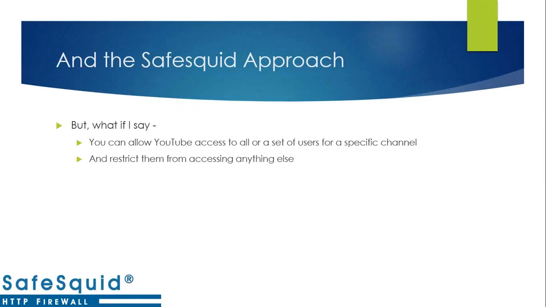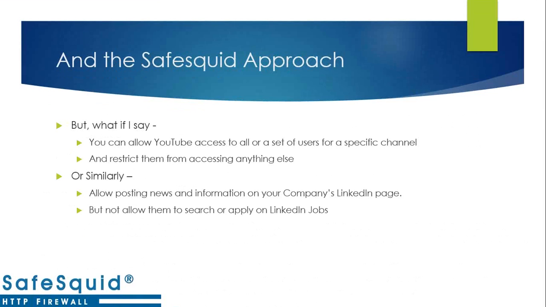That is one scenario. Or similarly, let's say, allow posting news and information on your company's LinkedIn page, but not allowing them to search for jobs and apply to LinkedIn jobs. So they can go to LinkedIn, they can do your office work by adding information to your company's LinkedIn page, by posting there, by interacting with your company's clients, vendors, customers, etc. But the moment they try to search for a job, or let's say apply for a job, they're immediately restricted.